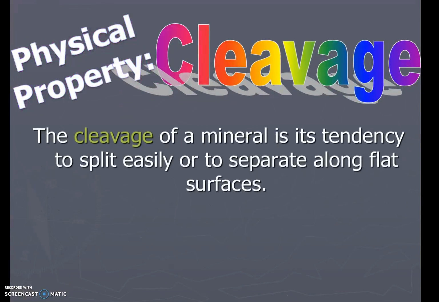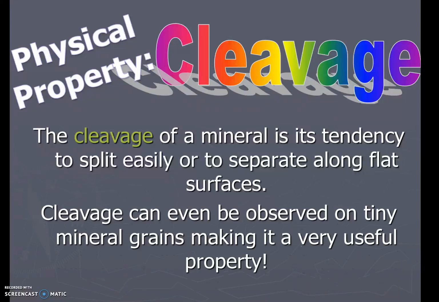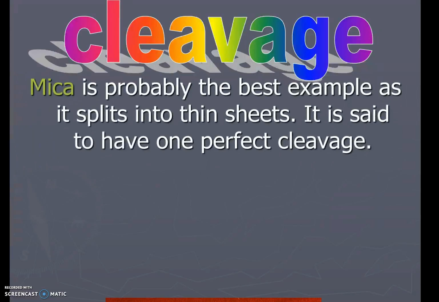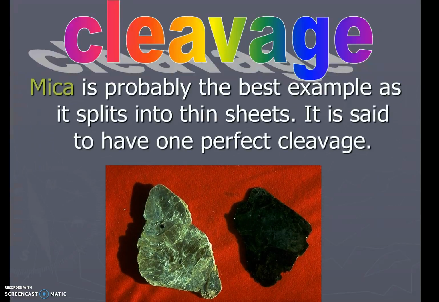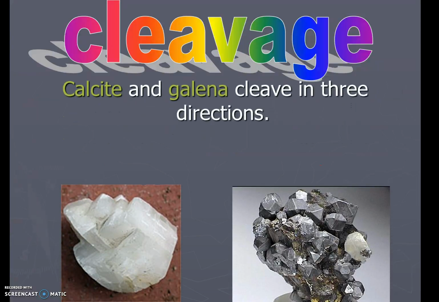Our next physical property is cleavage. Cleavage of a mineral is its tendency to split easily along flat surfaces. Cleavage can be observed even on tiny grains of the mineral if you see flat sides, which makes it a very useful property. Mica is a mineral that has a very obvious cleavage because it splits into thin sheets. It is said to have one directional perfect cleavage because it splits in one direction, which is thin sheets. Calcite and galena cleave in three directions. You can see here making these square shapes.